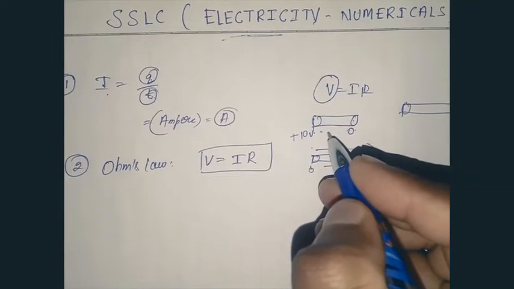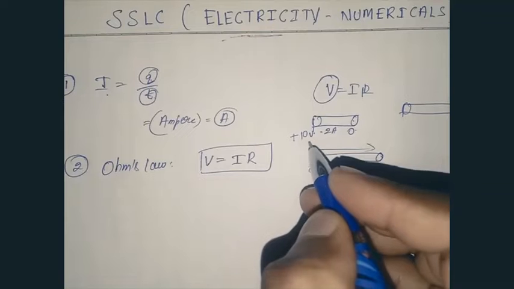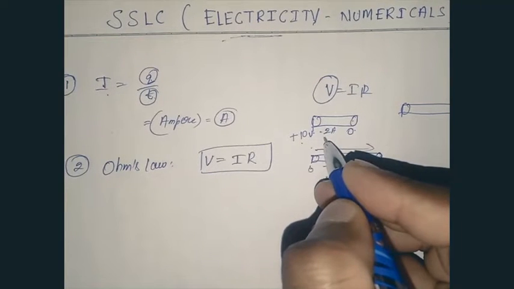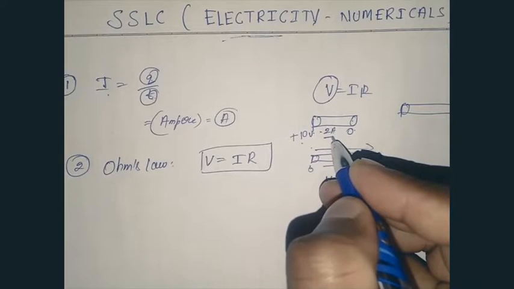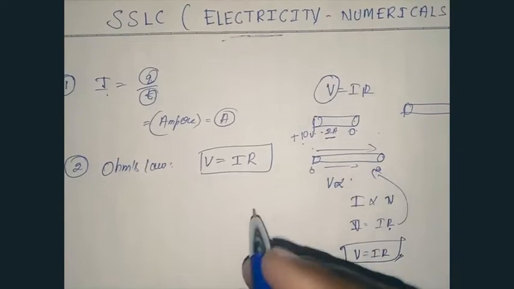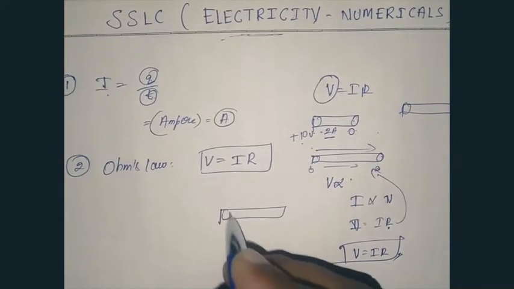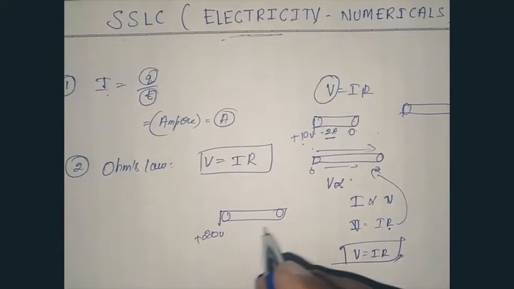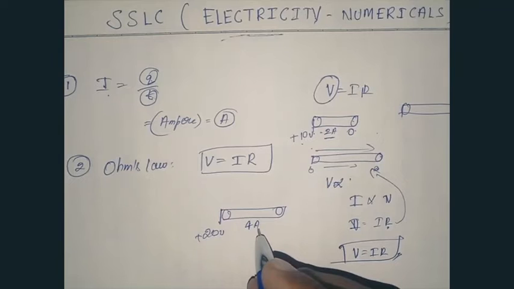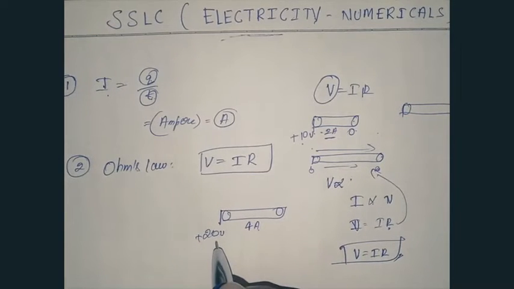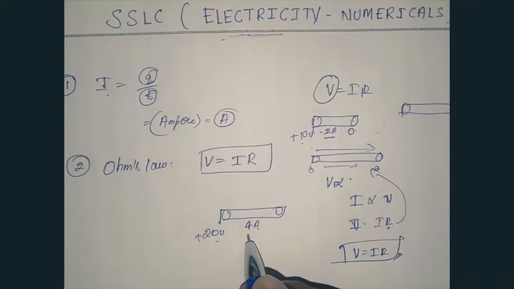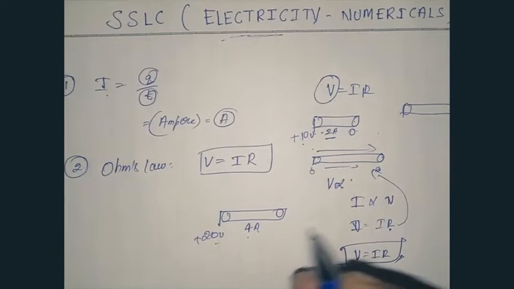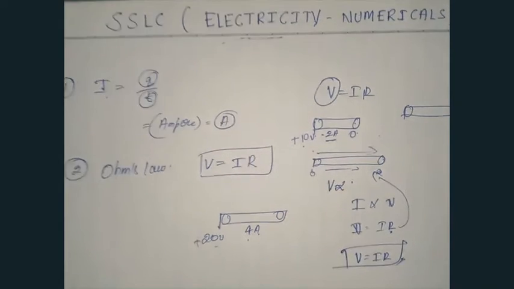Suppose with a potential difference of 10 volts there is a flow of current of 2 amps. Again, if I increase the potential difference to 20 volts, there will be a flow of current of 4 amps. So what you can see here is that the potential difference is directly proportional to the current flowing through it. Clear? This is the basic idea that we must know about Ohm's law.